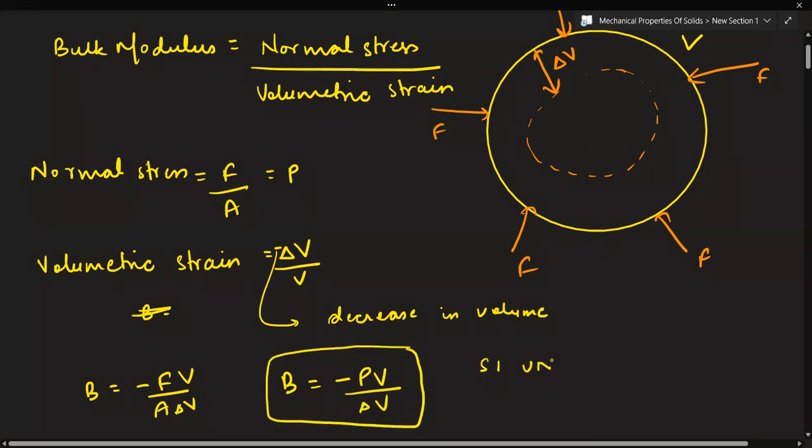And again, the SI unit would be what? Pascals or Newton per meter square. And if you want to compare all the states of matter, remember bulk modulus for solids is the greatest among all the three states of matter. Clear? Yes, ma'am. Okay, just note this.